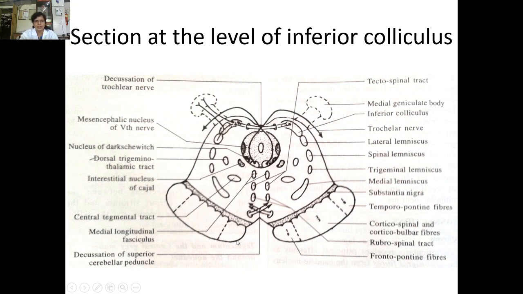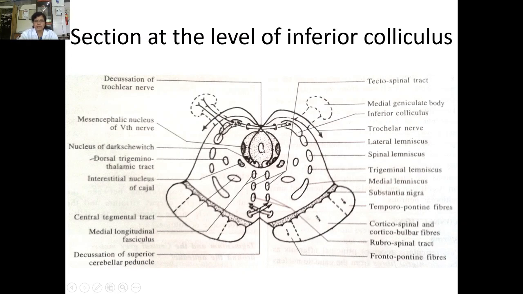the crus cerebri anteriorly, then the substantia nigra, and dorsal to the substantia nigra there is the tegmentum, which is occupied by various ascending tracts, that is the medial lemniscus, trigeminal lemniscus, spinal lemniscus, and lateral lemniscus from medial to lateral side. In the median plane, most anteriorly in the tegmentum, there is the decussation of the superior cerebellar peduncle. Then dorsal to it there are the rubrospinal tract, tectospinal tract, and medial longitudinal fasciculus.